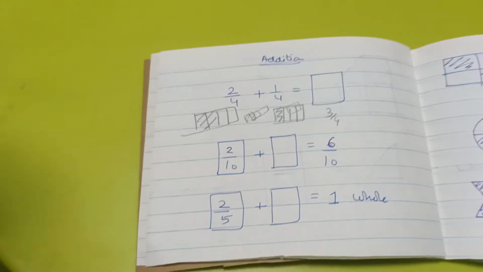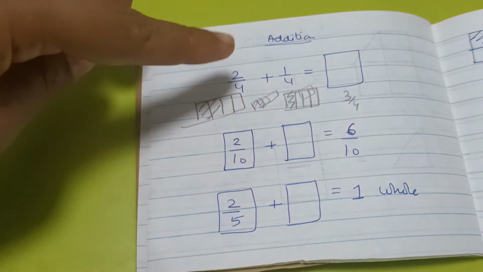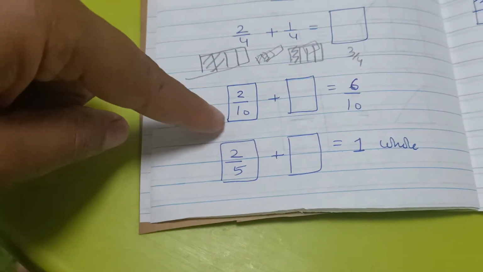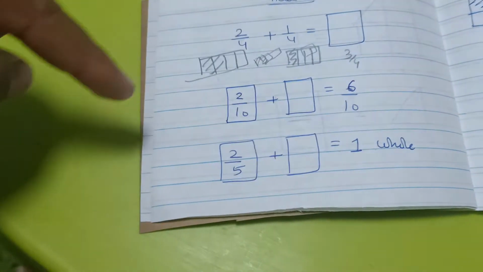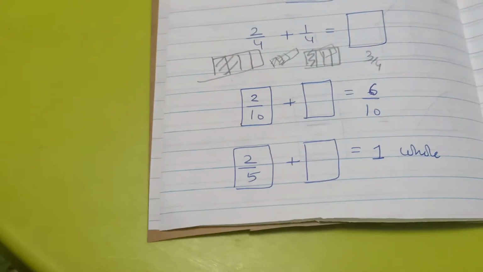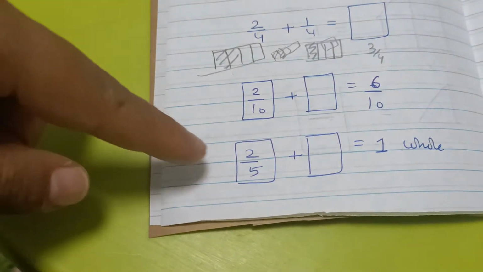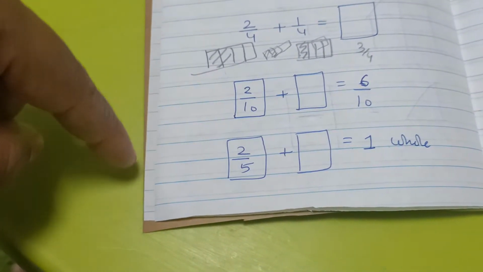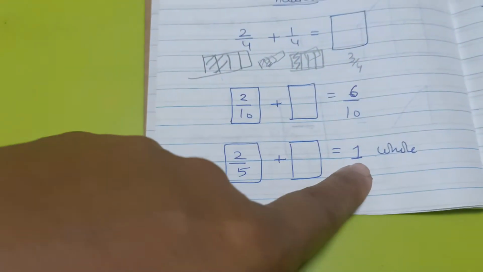So for parents they need to check that, and for kids they need to understand the representation concept and everything. Second one is 2 by 10 plus what is equal to 6 by 10. 2 by 5 plus 1 is equal to 1 whole. Again, very basic, going to the representation part, that if you divide a circle into 5 parts, 2 parts are there, so how much more is left to make 1 whole.